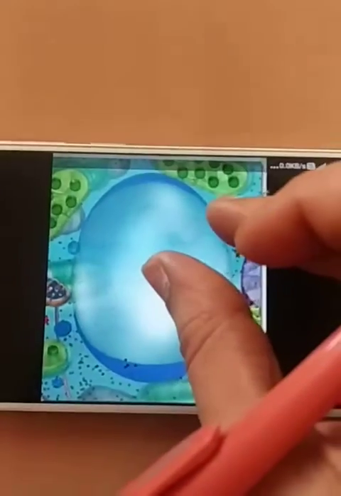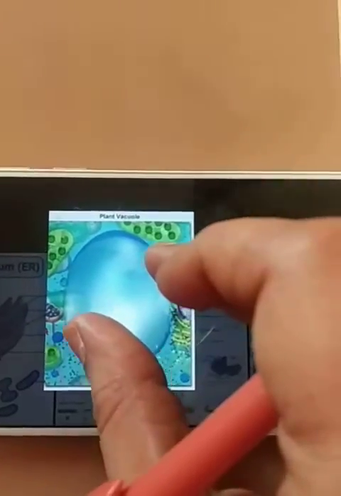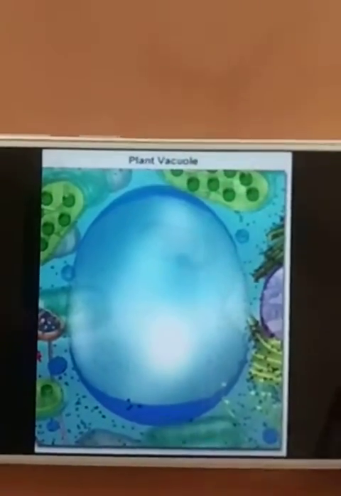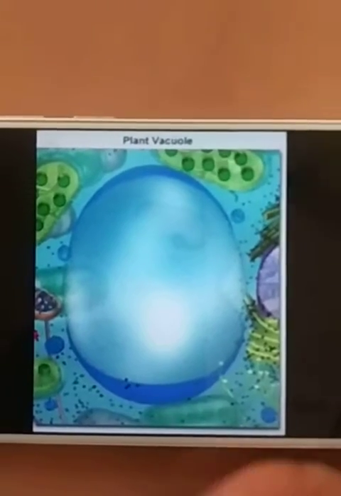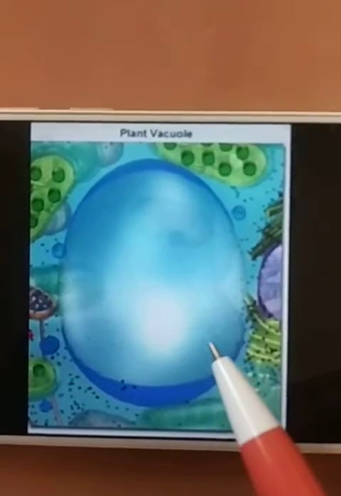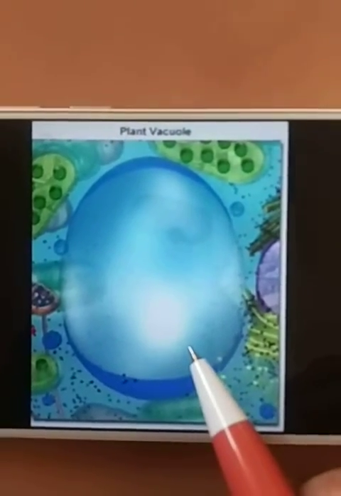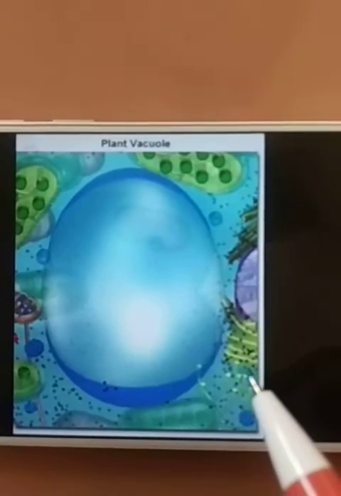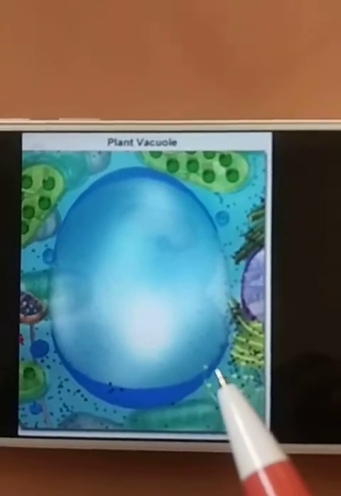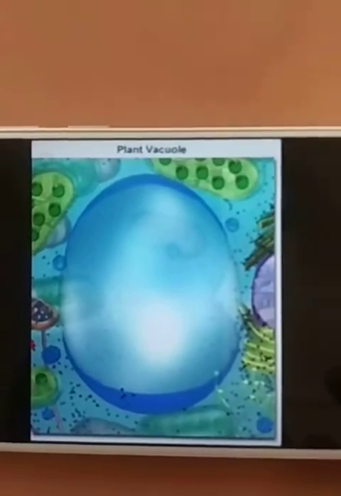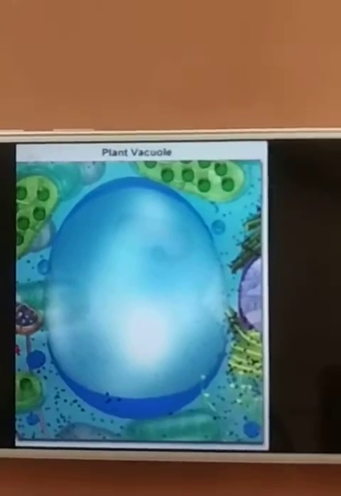Now next is the vacuole. Vacuoles are generally present in plant cells. In animal cells they are absent. If they are present, they are very small in size and large in number. But in plant cells, a single and very large vacuole is present, and it occupies the center position of the cell. That's why the nucleus is at the corner of the cell.